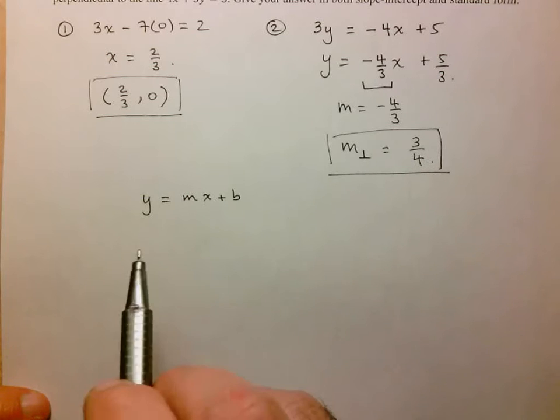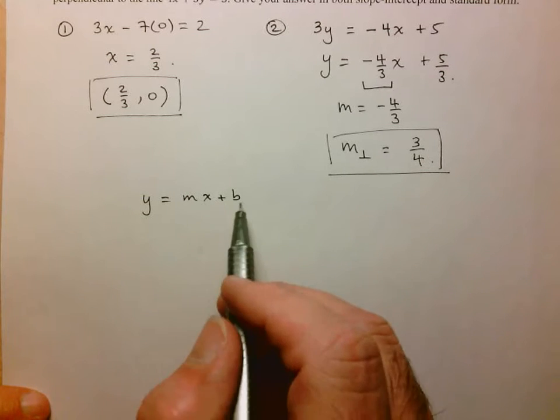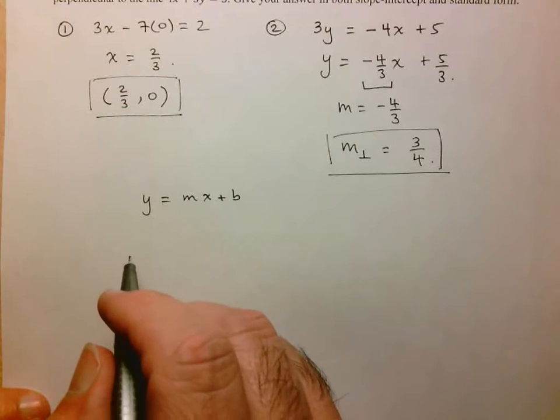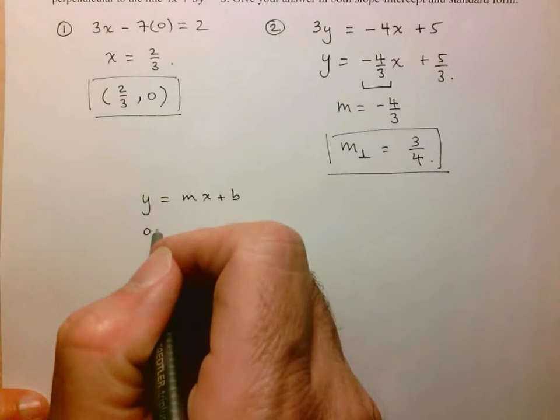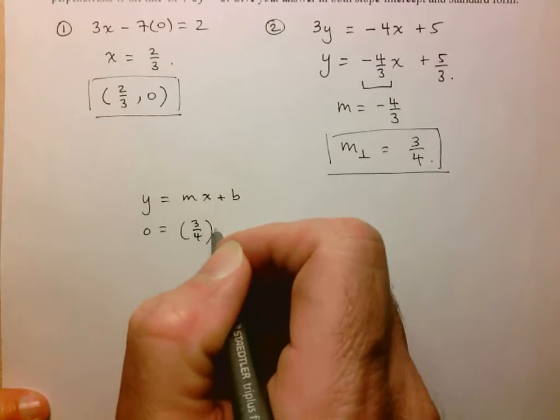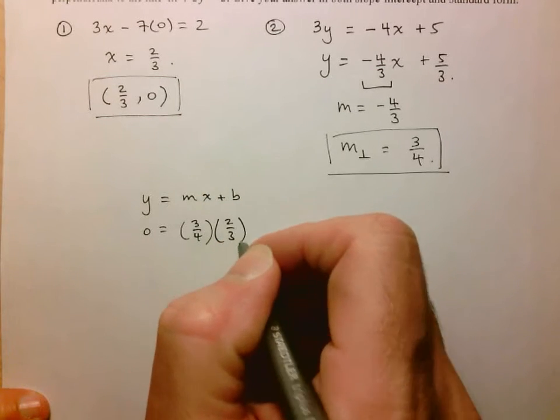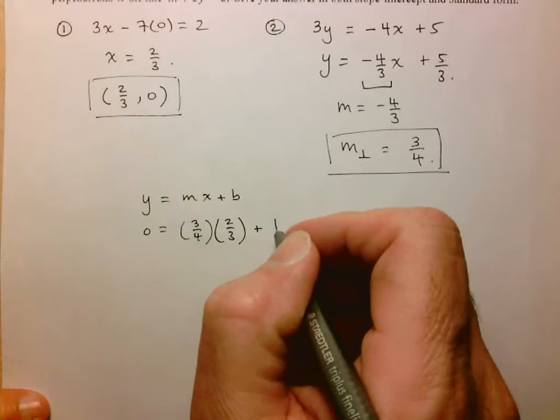I'm going to input my slope, and I'll be able to solve for the b value. Okay, so here I've got y is equal to 0. I've got the slope is equal to 3 over 4. The x component of my point is 2 over 3. Okay, and then here plus b.